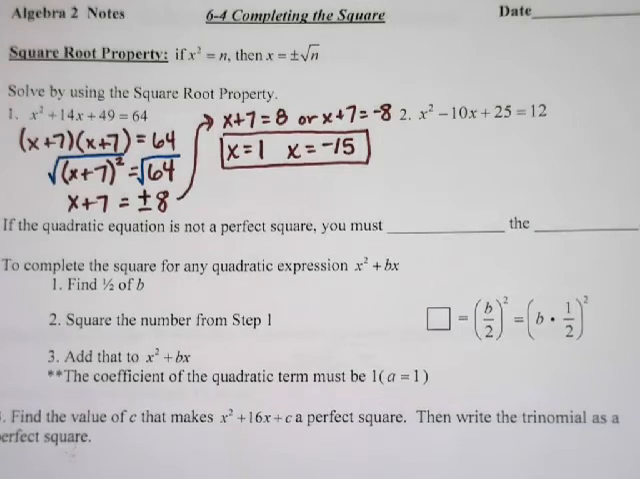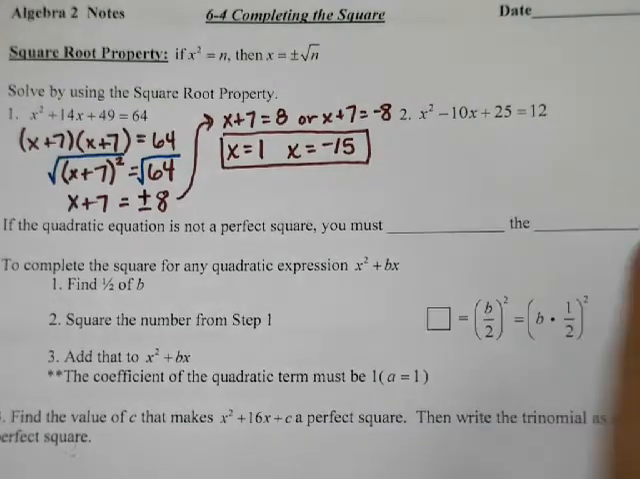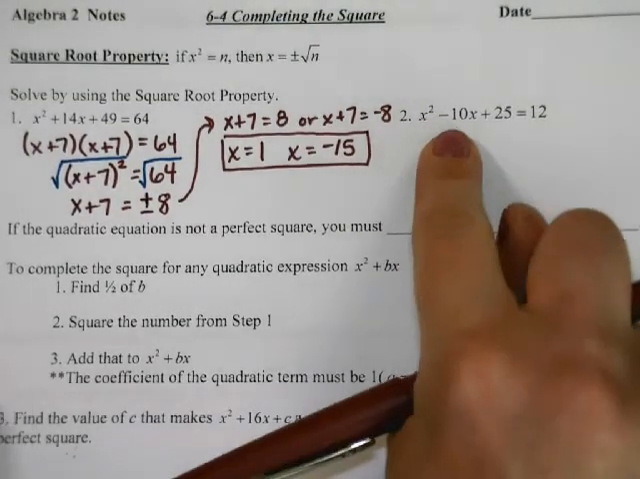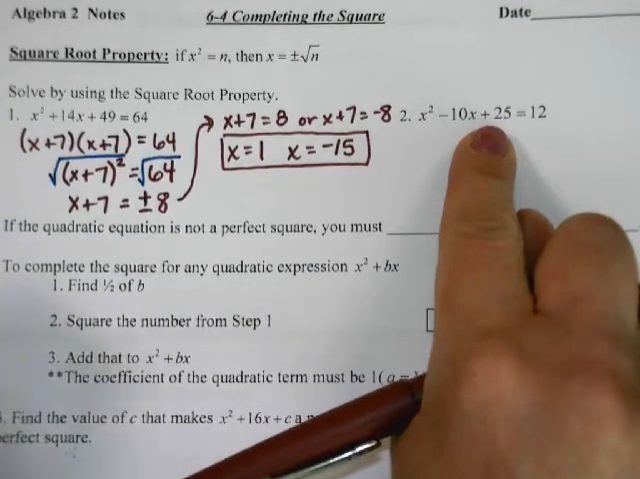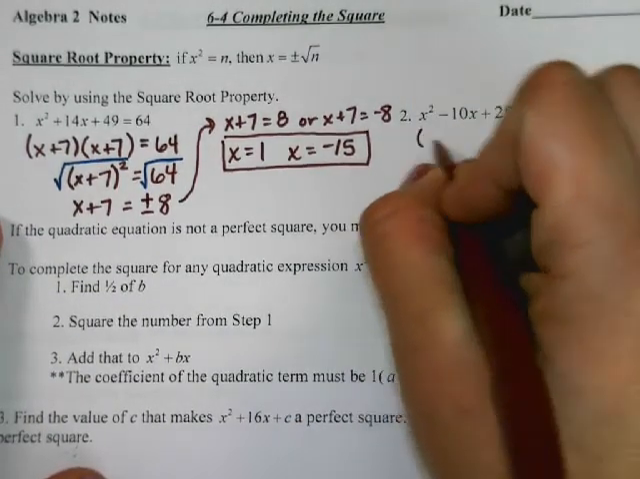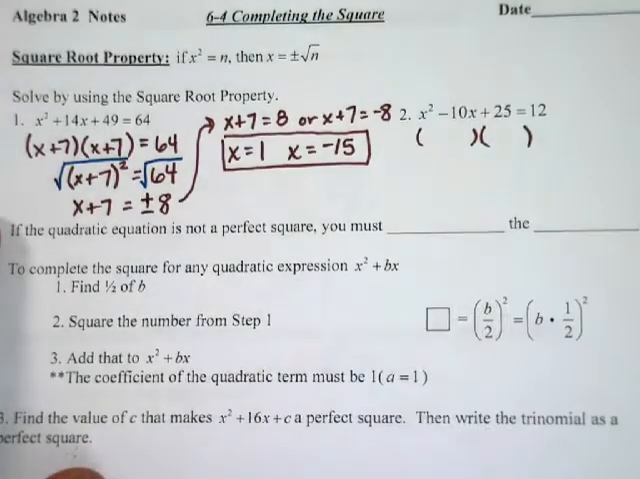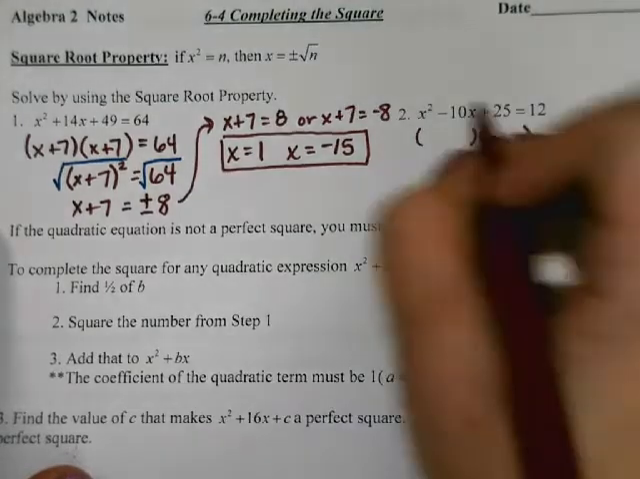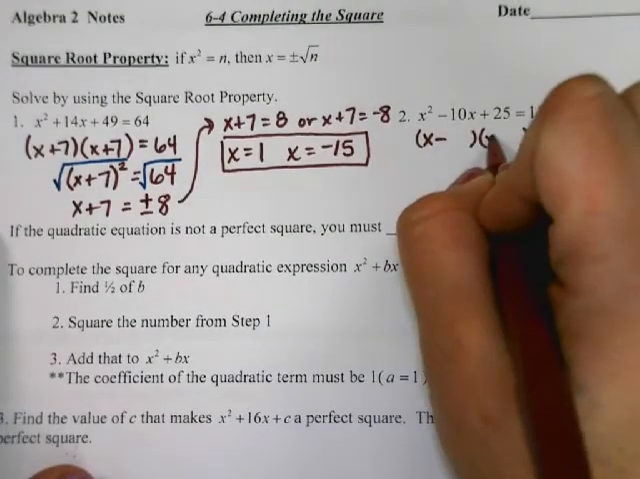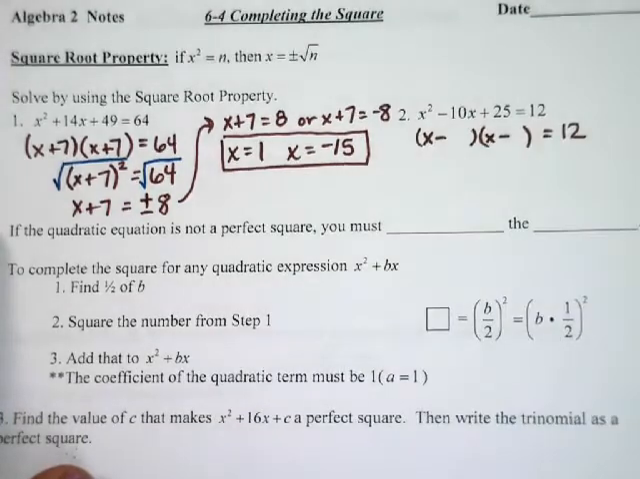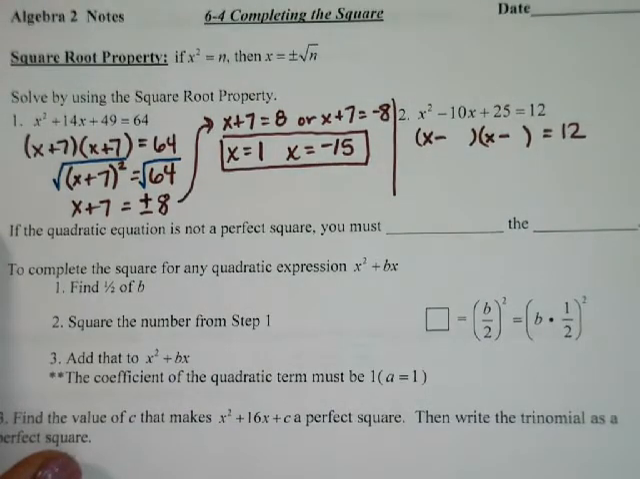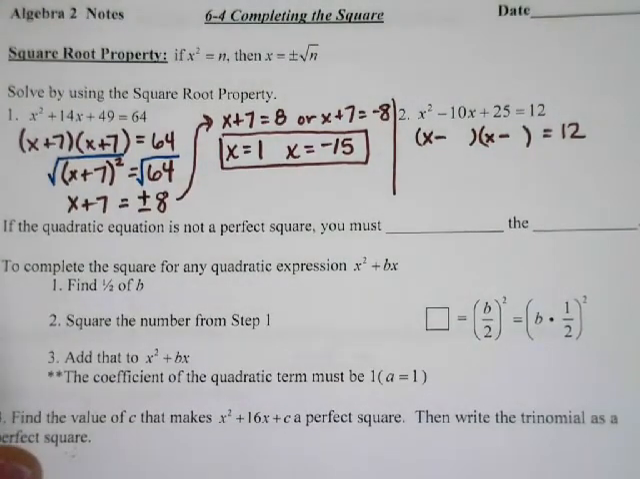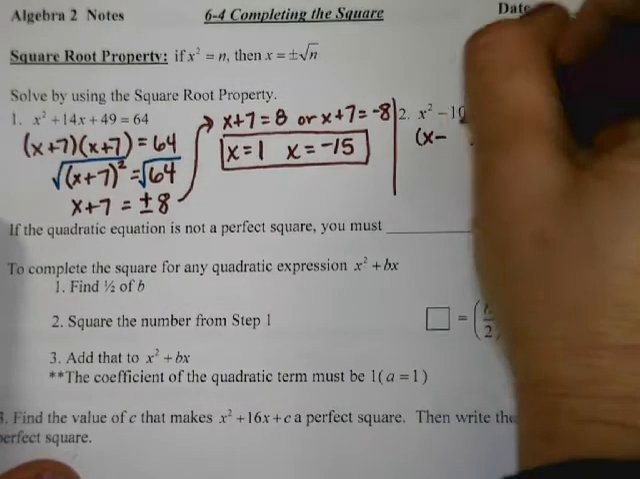Okay, let's try number 2 then. Let's see if we can factor x squared minus 10x plus 25. I have a minus and a plus, so this is a minus and a minus. I need two numbers that multiply to 25 that add to 10. Negative 5. Yeah.